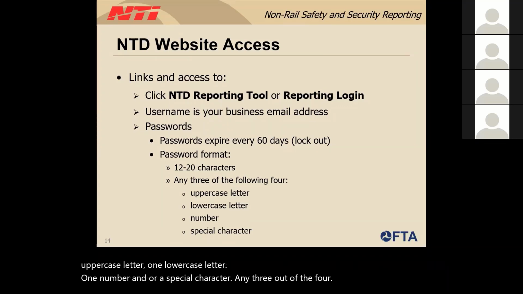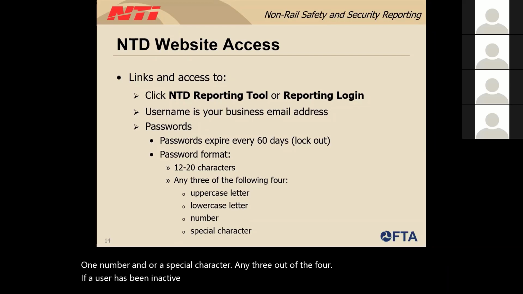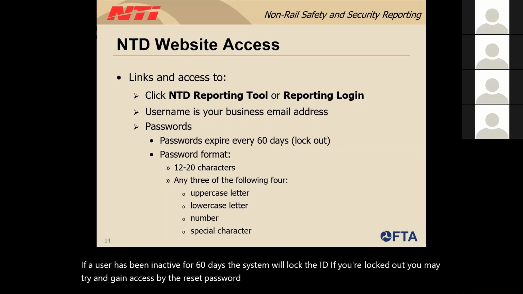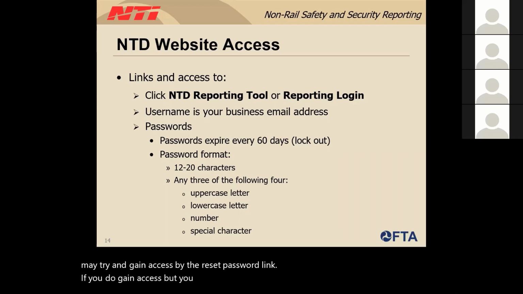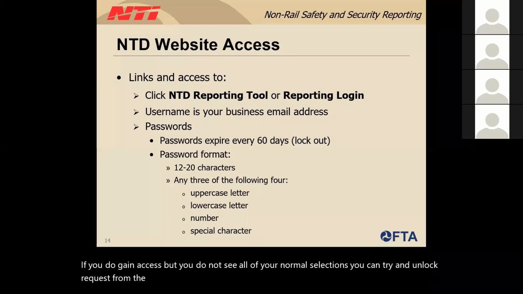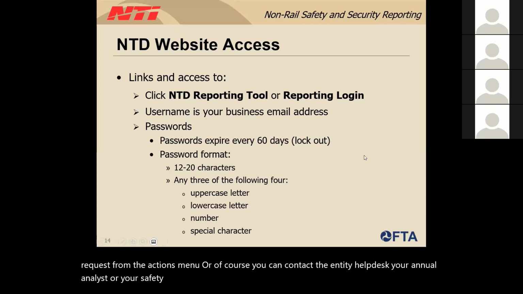If a user has been inactive for 60 days, the system will lock the ID. If you're locked out, you may try and gain access by the reset password link. If you do gain access, but you do not see all of your normal selections, you can try an unlock request from the Actions menu, or of course you can contact the NTD Help Desk, your annual analyst, or your safety analyst for assistance.